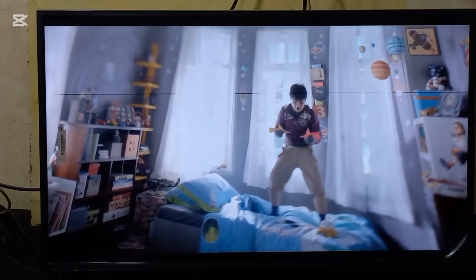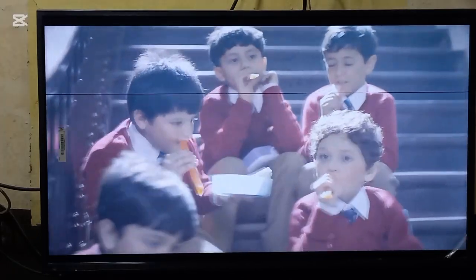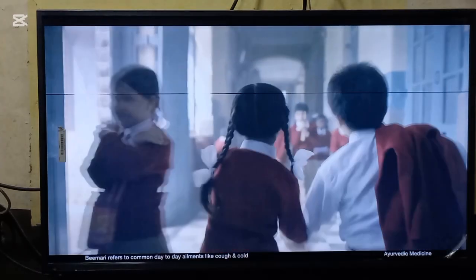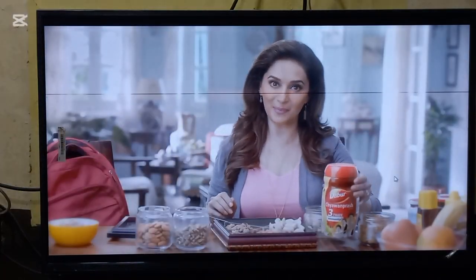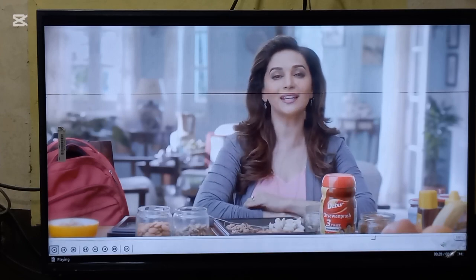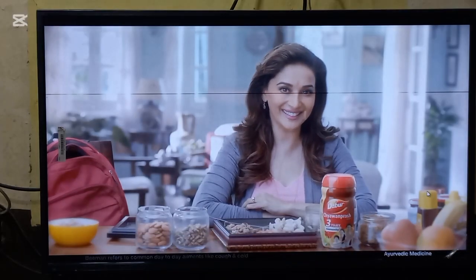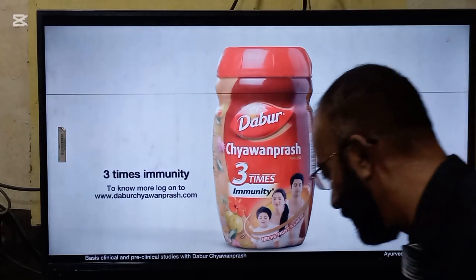माँ कितनी भी कोशिश करे अच्छी चीजें खिलाने की ताकि वो बीमार ना पड़े, हंसते खेलते रहे, लेकिन वो खाएंगे वही जो उनका दूध है। अच्छा लगेगा और बीमारी से भी बचे रहेंगे। डाबर च्यवनप्राश 3 times immunity.